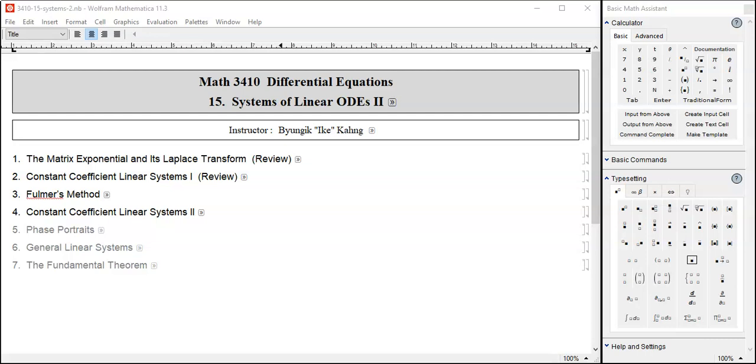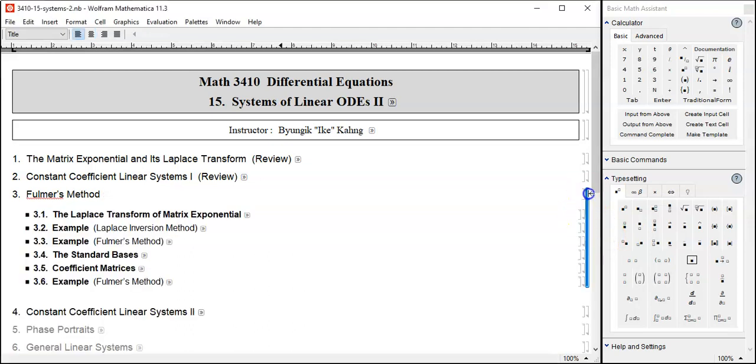Welcome back, students. Let's go back to section 3, Fulmer's method. This time, let's do an example problem that is really geared up for Fulmer's method.